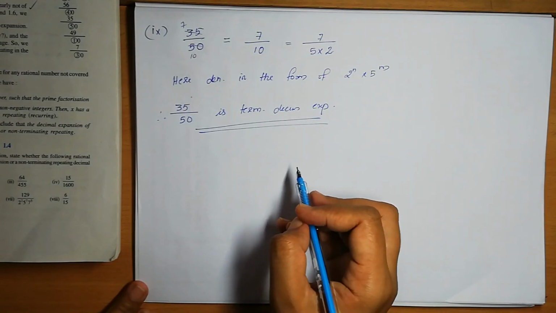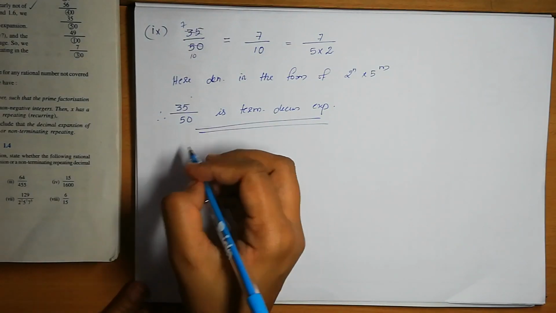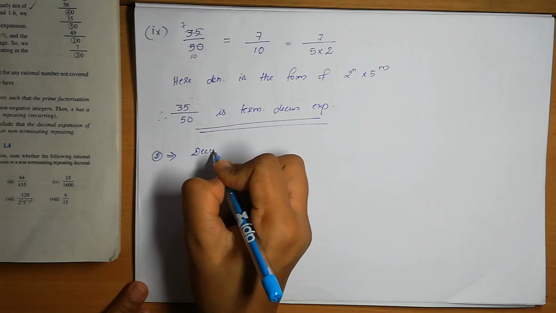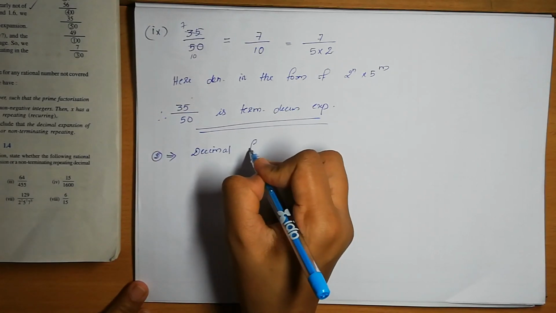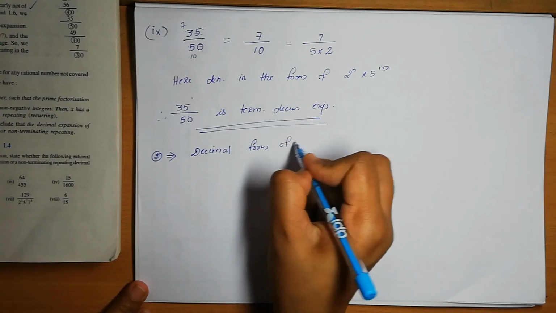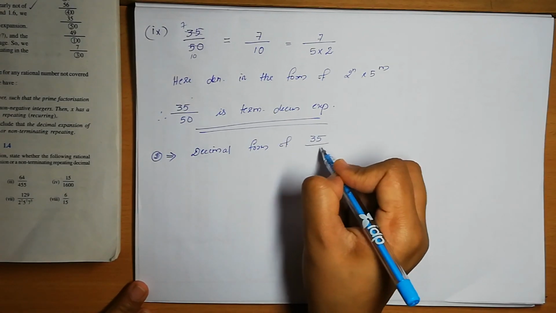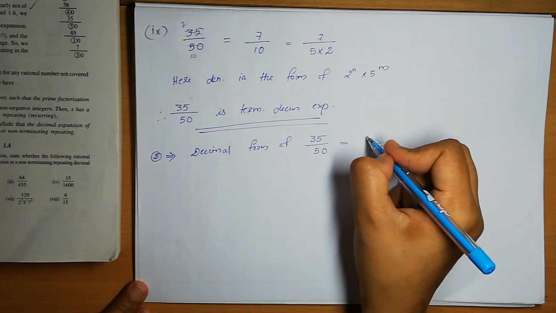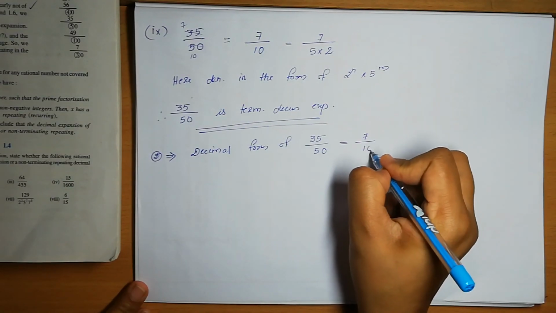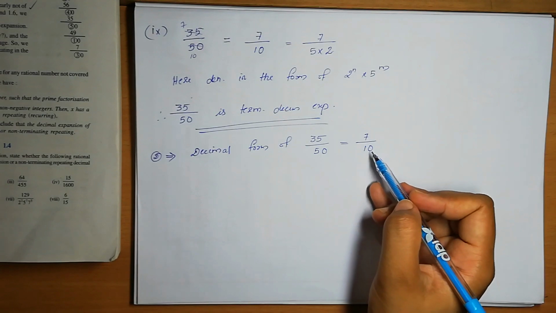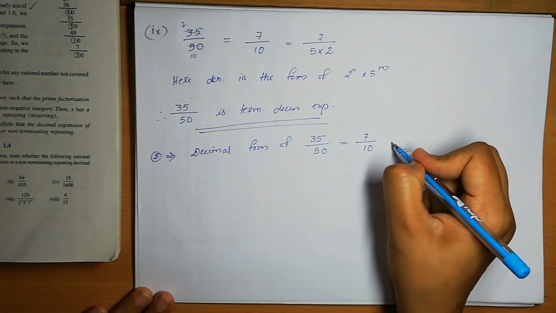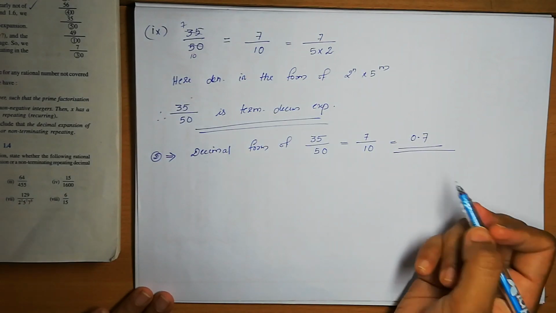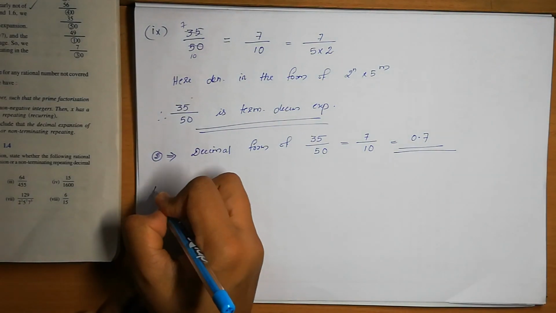Then if it is terminating, we need to write it in the decimal form for the question number 2. So the decimal form of 35 by 50 equals, 35 by 50 means what? 7 by 10. So this is in the form of 2 into 5. No need to multiply anything. So we can write 0.7 as the decimal form of 35 by 50. 10th one.